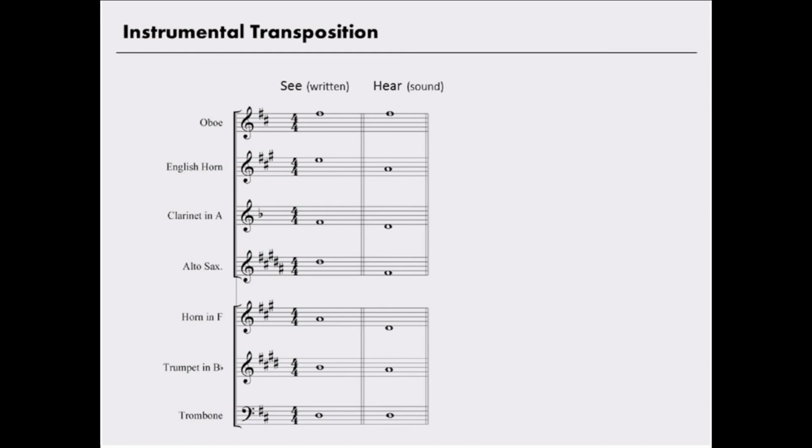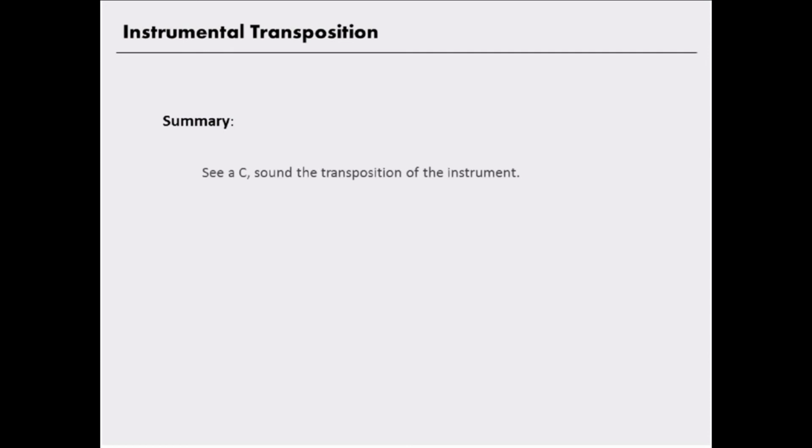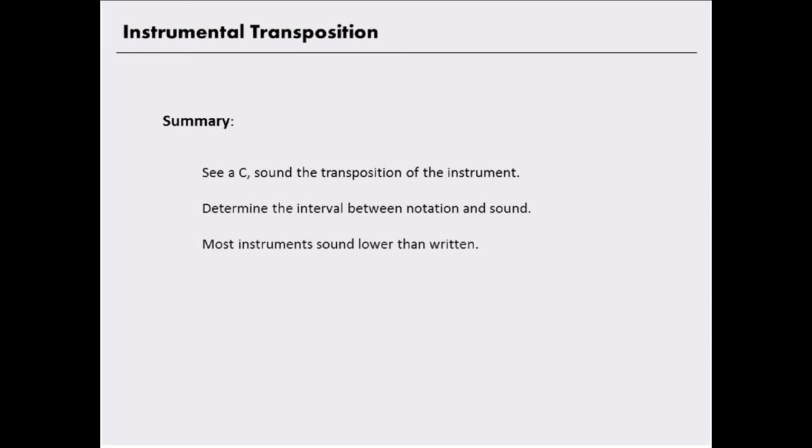So what have we learned? When you see a C, you sound the transposing key of the instrument. That will give us the interval between the written pitch and the sounding pitch. The pitch usually sounds lower, except in a few small, high-sounding instruments, but in any case, the letter name of the pitch will still be correct. Once you know the interval between the written and the sounding pitch, you can transpose any part. So that's our introduction to instrumental transposition.